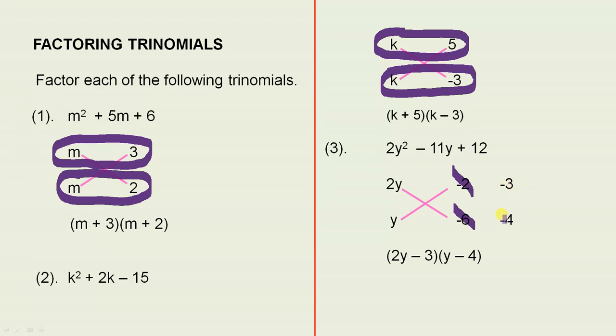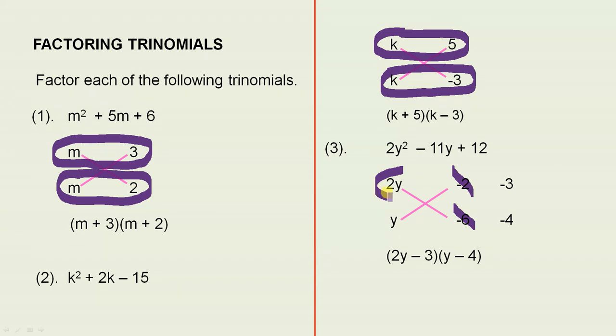Minus 3 times minus 4. That definitely gives us plus 12. So we know that those two numbers give us plus 12. Let's do the cross multiplication to see if we get minus 11y. Minus 4 times 2y is minus 8y. Minus 3 times y is minus 3y. Minus 8y minus 3y is minus 11y. That is now the correct answer.